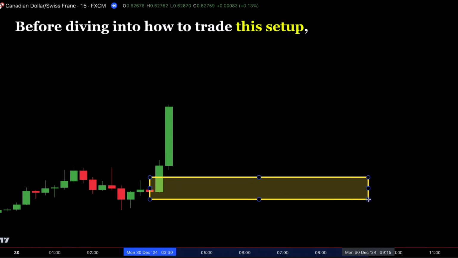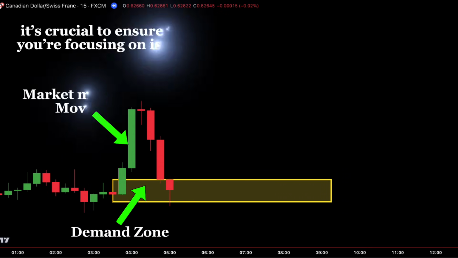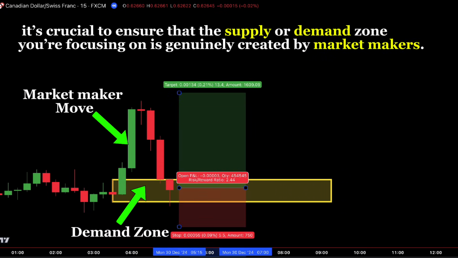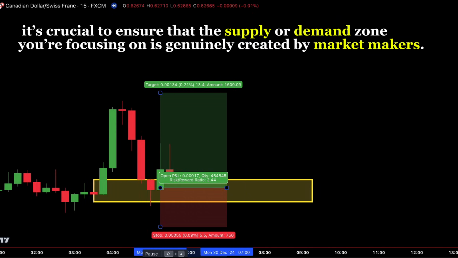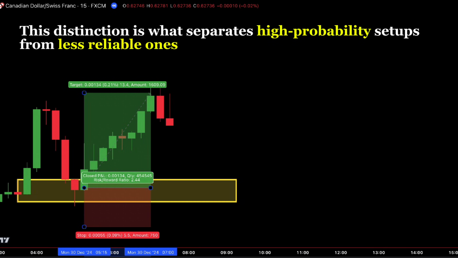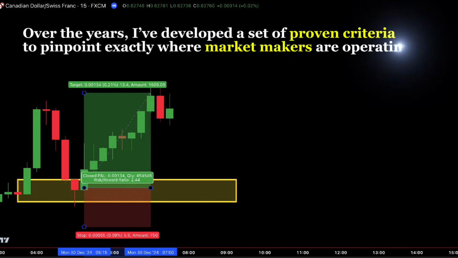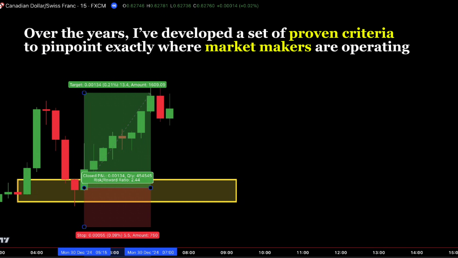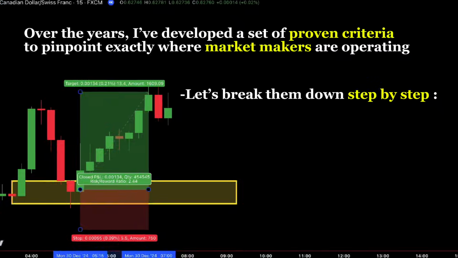However, before diving into how to trade this setup, it's crucial to ensure that the supply or demand zone you're focusing on is genuinely created by market makers. This distinction is what separates high probability setups from less reliable ones. Over the years, I've developed a set of proven criteria to pinpoint exactly where market makers are operating. Let's break them down step by step.